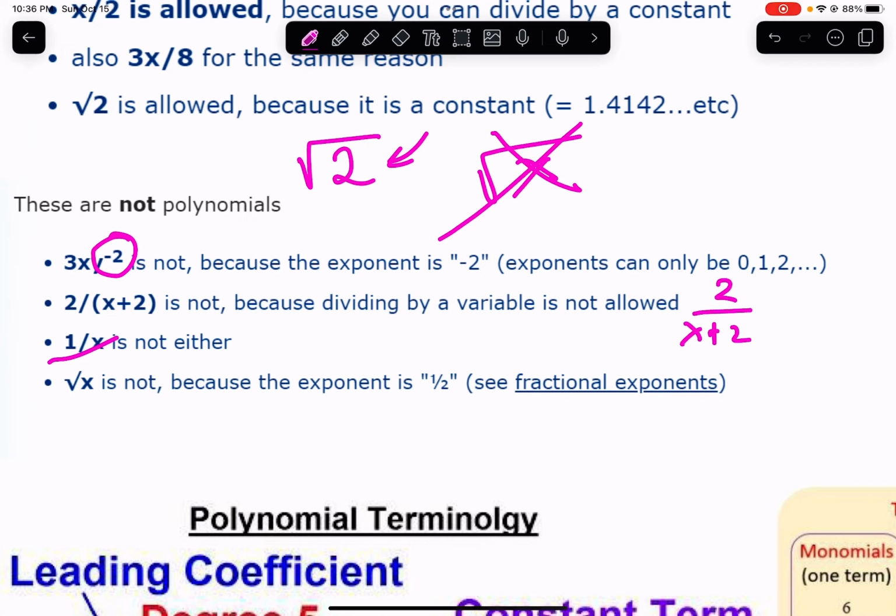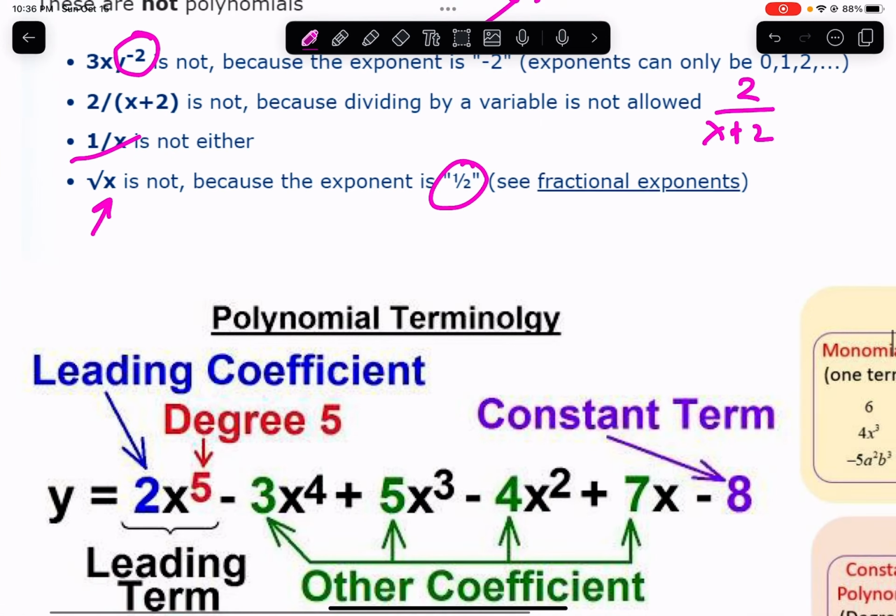And then again, having a variable in a radical is no good, because essentially your variables can only have positive powers or 0, or I should say positive integers. So 1/2 is not a whole number, it's a fractional power. So if we have a variable with a fractional power on it, that is no good.